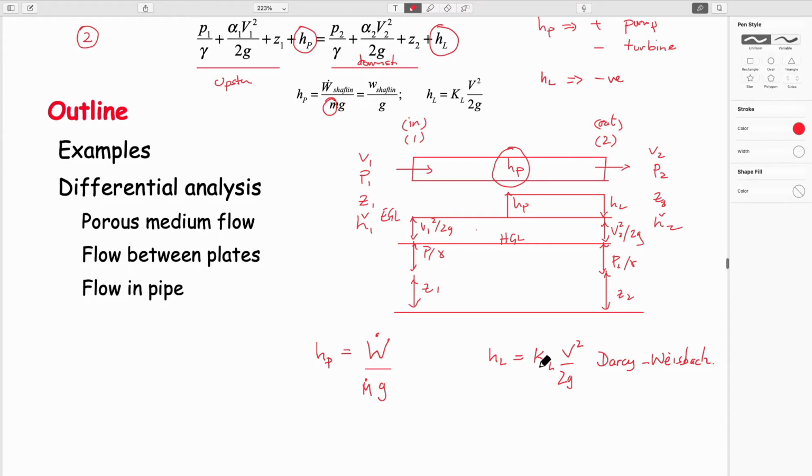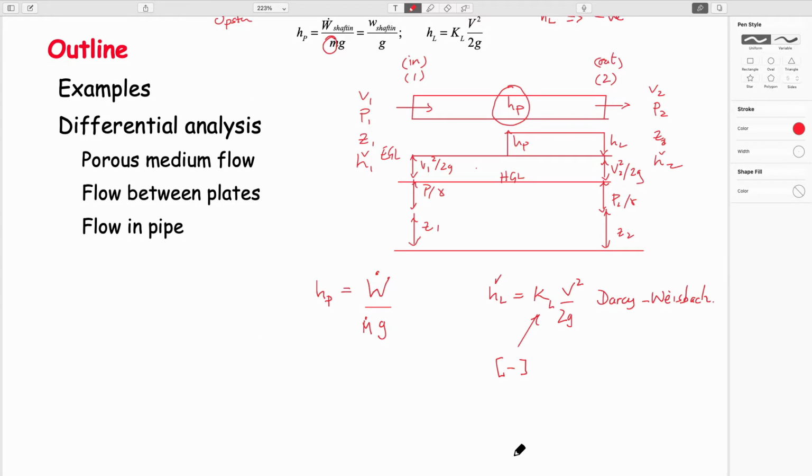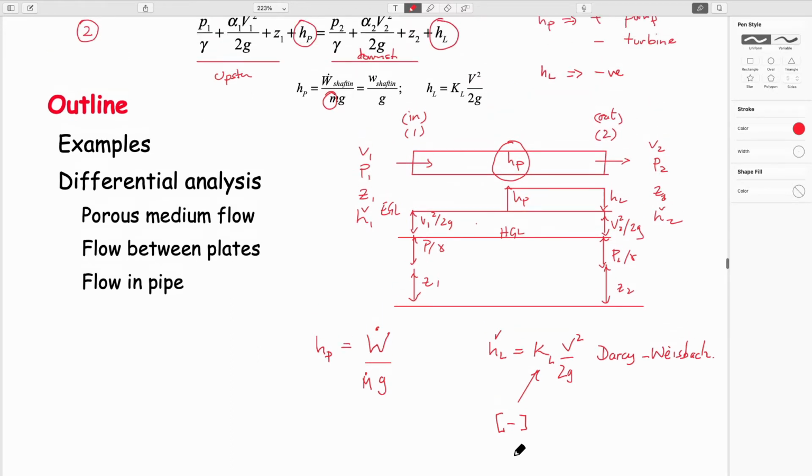And what we'll find when we deal with pipe flow is that the losses present in the system are usually proportional to this velocity head term. And so K_L by definition, since this is in units of length and the units of V squared over 2g are units of length, then by definition this has to have units of nothing. It's dimensionless. So that's it. And so that's what we will start from today.